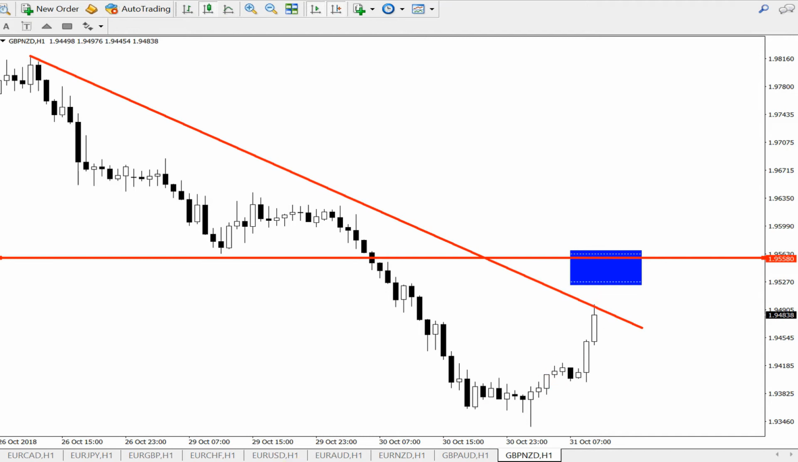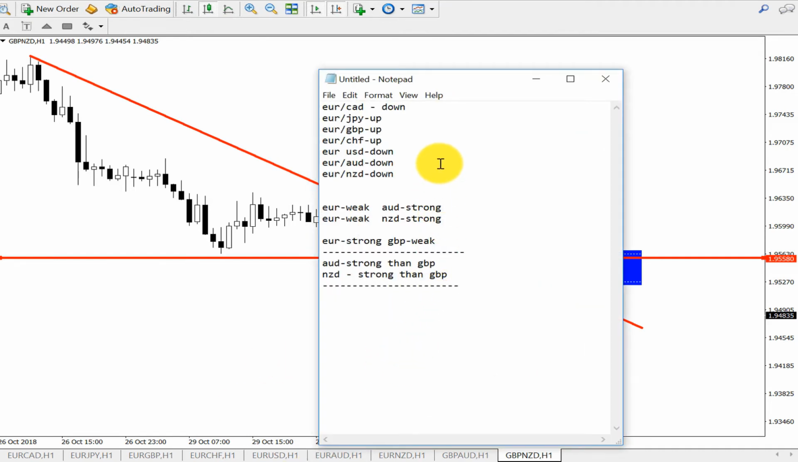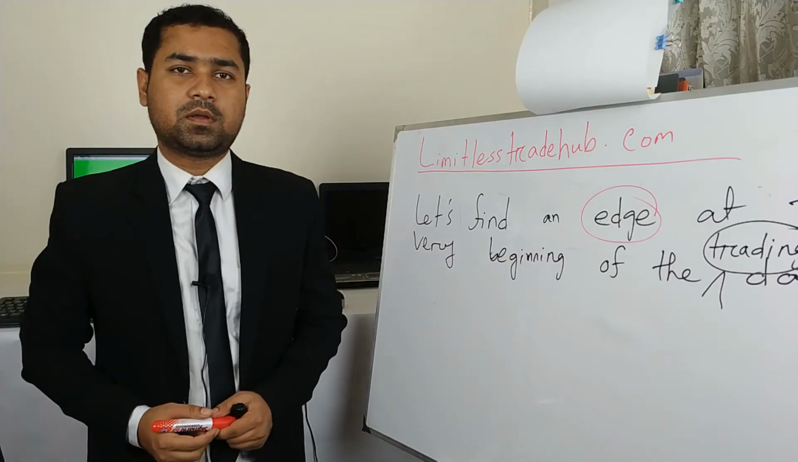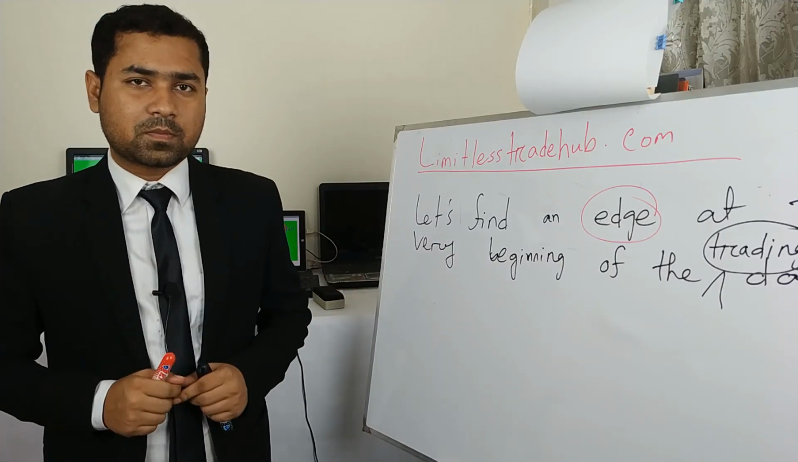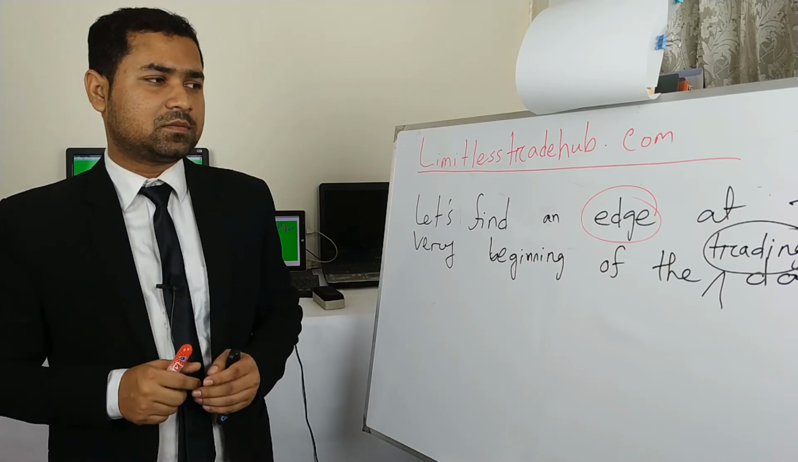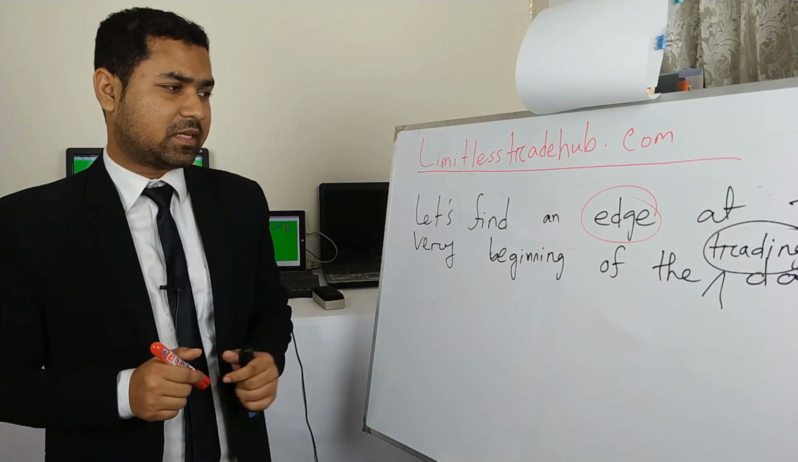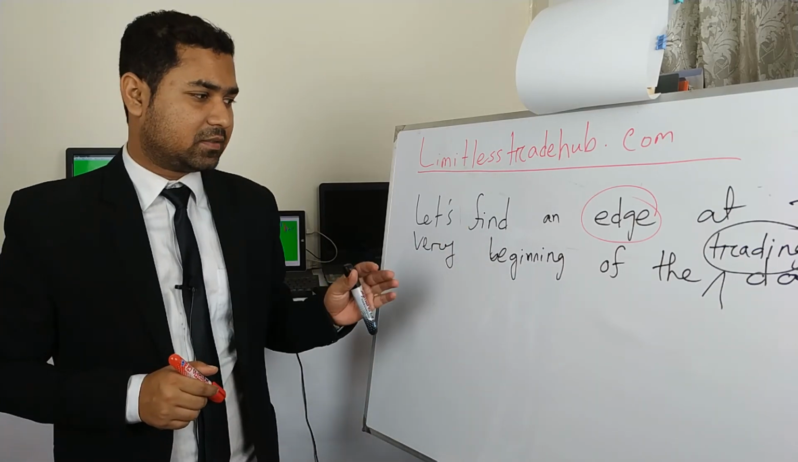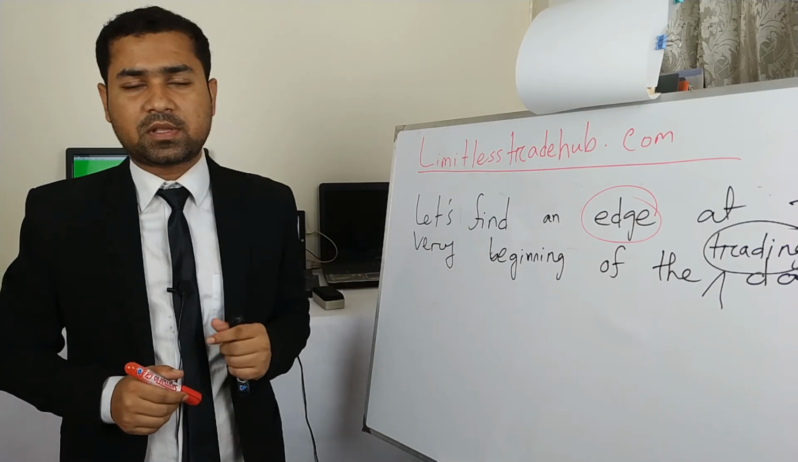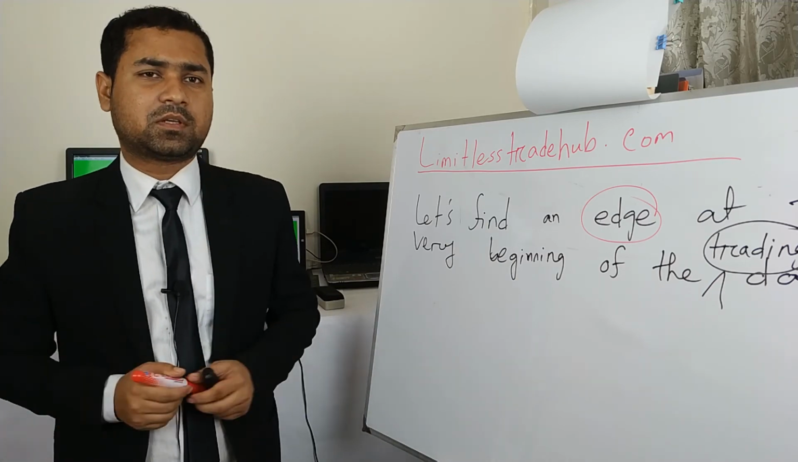And in this way, just by calculating our weaker and stronger currencies, we can find a complete and successful edge at the very beginning of our trading day. So I think everyone clearly understands what an edge is and how we can use it in our trading method.